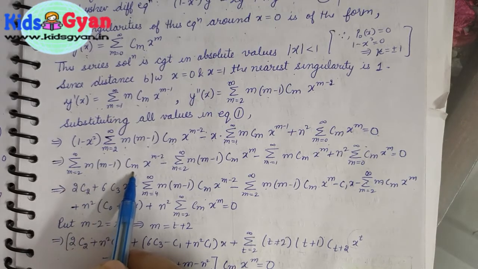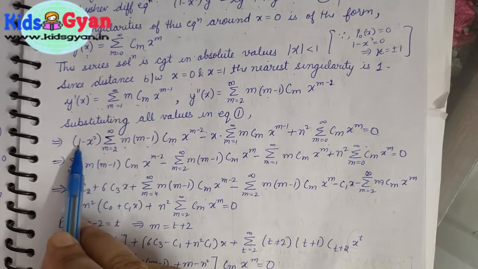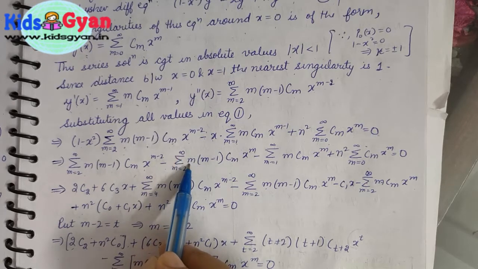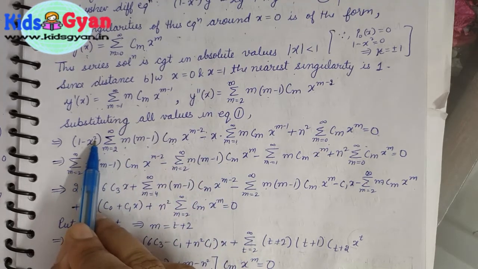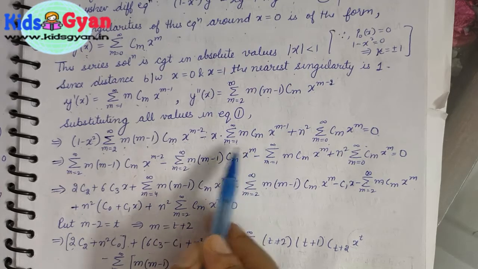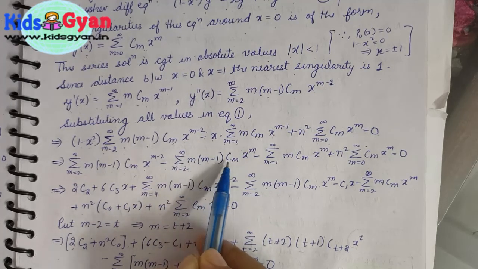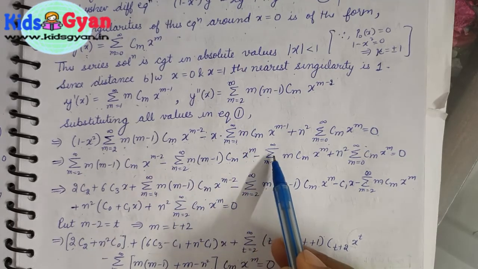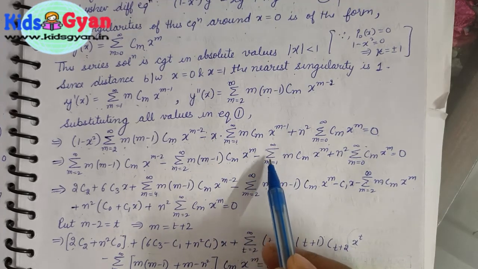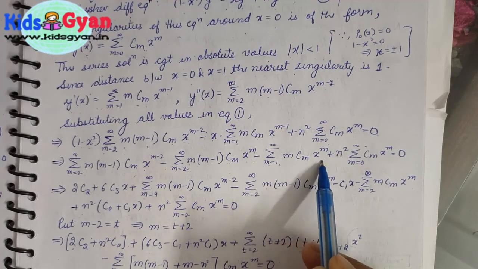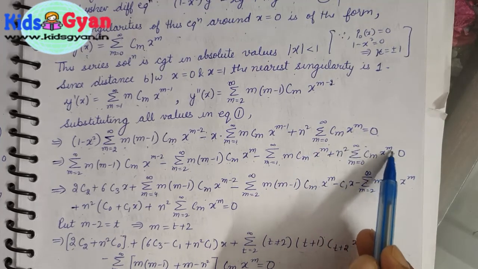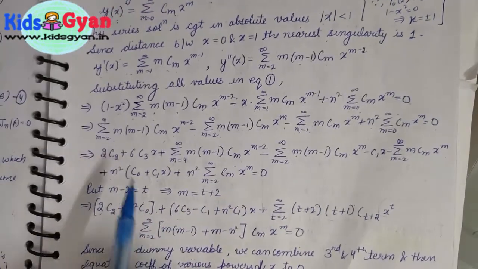Now we can solve this differential equation. The first term is summation m = 2 to infinity m(m−1) c_m x^(m−2), multiplying by 1. Now minus summation m = 2 to infinity m(m−1) c_m x^(m−2) multiplied by x², so we get x^m. Then minus x y', multiplying x by x^(m−1), we get summation m = 1 to infinity m c_m x^m. Now the n² term is as it is: summation m = 0 to infinity c_m x^m equals 0.